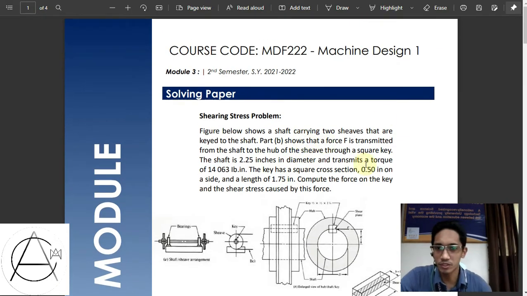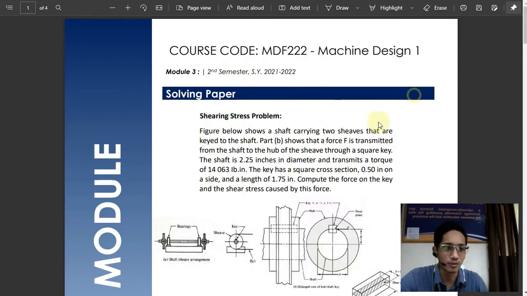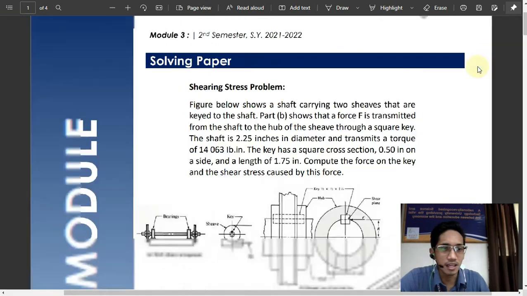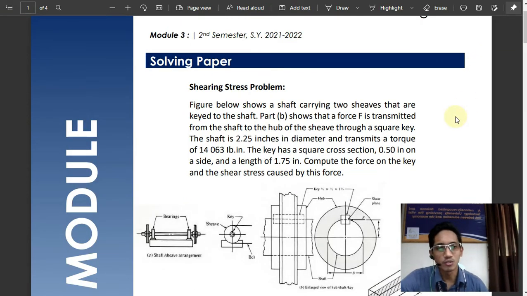Our topic for this video is shear stress. We all know that shear stress is the stress produced when two forces are parallel with each other, but those forces are opposing, either going towards each other or going away from each other. So this stress induced on that certain surface area is called shear stress.